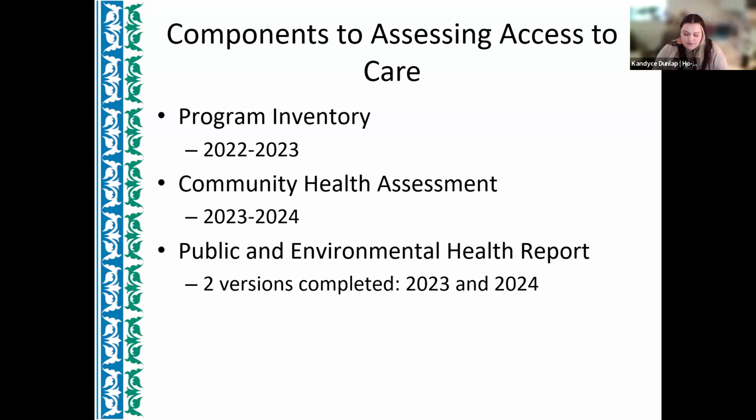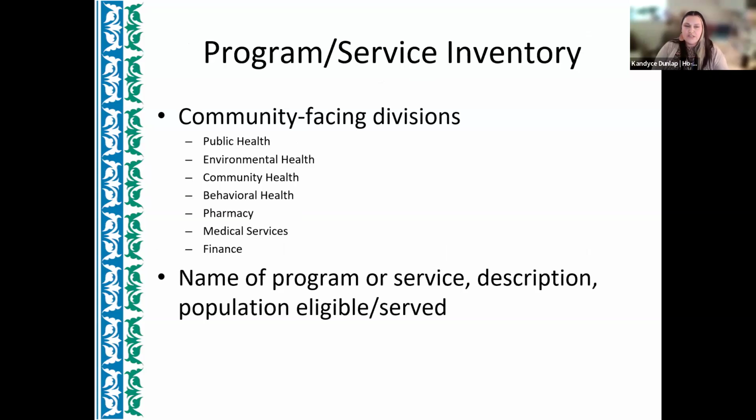And then our public and environmental health report, we have 2 versions of these. So I'm going to explain each of these just a little bit more. As I mentioned, we wanted to understand what are we currently offering? How have things changed? In order to look at differences between what community has identified as needs or gaps in access to care, we need to understand what our offerings are.